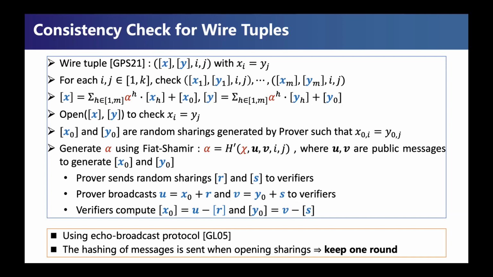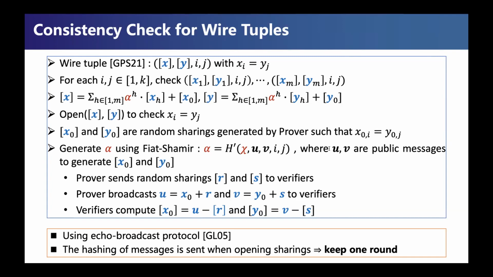That is, x is equal to the sum of alpha_h multiplied by x_h plus x_0. y is computed similarly. Then the verifiers can open x and y to check x_i equals y_j. Here, x_0 and y_0 are random shares such that x_0i equals y_0j, so the zero-knowledge property is guaranteed. We use the Fiat-Shamir heuristic to generate the challenge alpha equal to H'(u, v, i, j). Here u, v are the public messages used to generate the shares of x_0 and y_0.